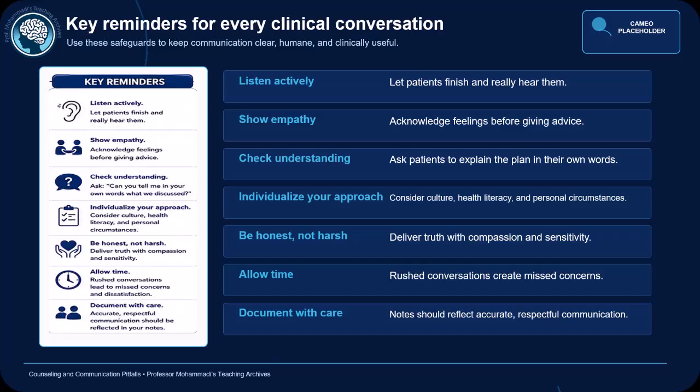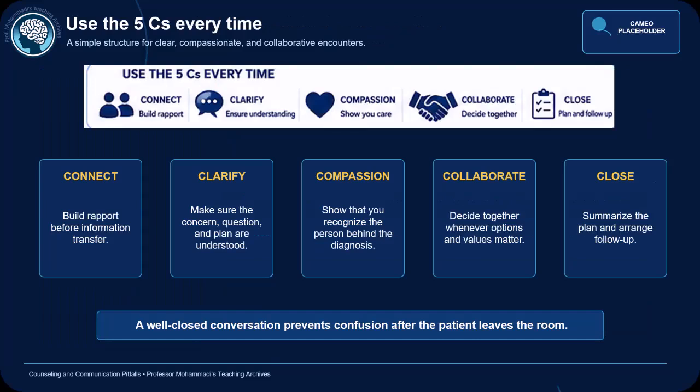Be honest, but not harsh. Truth should be delivered with compassion and sensitivity. Allow enough time for concerns to emerge, and document communication carefully and respectfully. These reminders are small habits, but together they can transform the quality of care. Next slide, please. The 5 C's provide a simple structure for clear and compassionate communication.